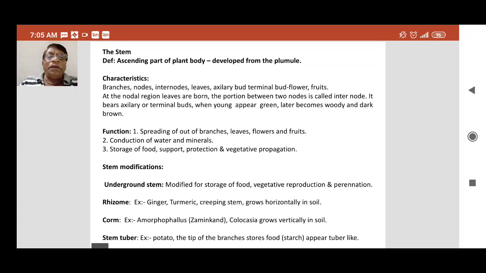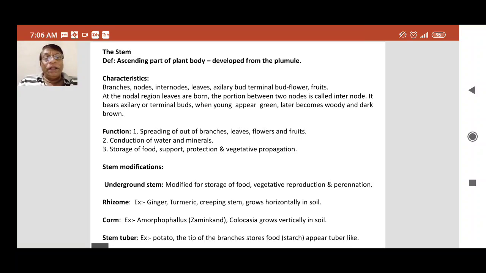But in the root, we do not find all these characters. Or you can say, in root, there is no node, internode, leaves, axillary, and terminal buds. This is how we can differentiate root and stem morphologically. ನೋಡಿದ್ರೆ ನಮಗೆ ಗೊತ್ತಾಗುತ್ತೆ ಸ್ಟೆಮ್ ಯಾವುದು ರೂಟ್ ಯಾವುದು ಅಂತ.